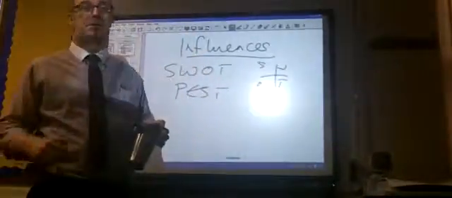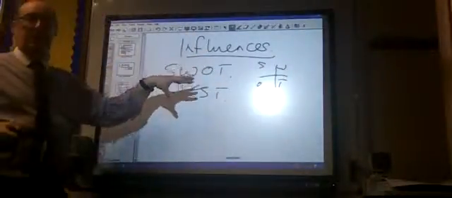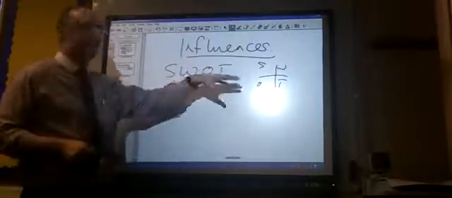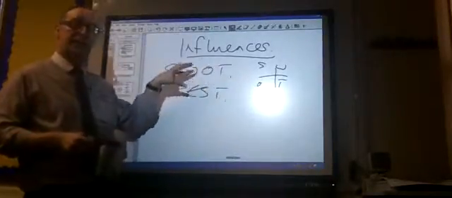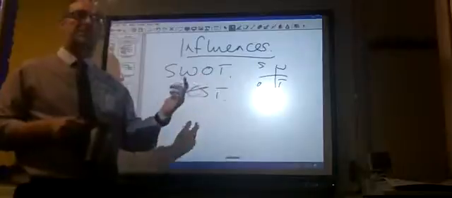Then they do a little thing like that, and then they go SWOT. Then they tie it up to marketing, and it's a bit of a yawn. But it's still, to me, a bit infantile. What does it stand for? SWOT: strengths, weaknesses, opportunities, and threats.